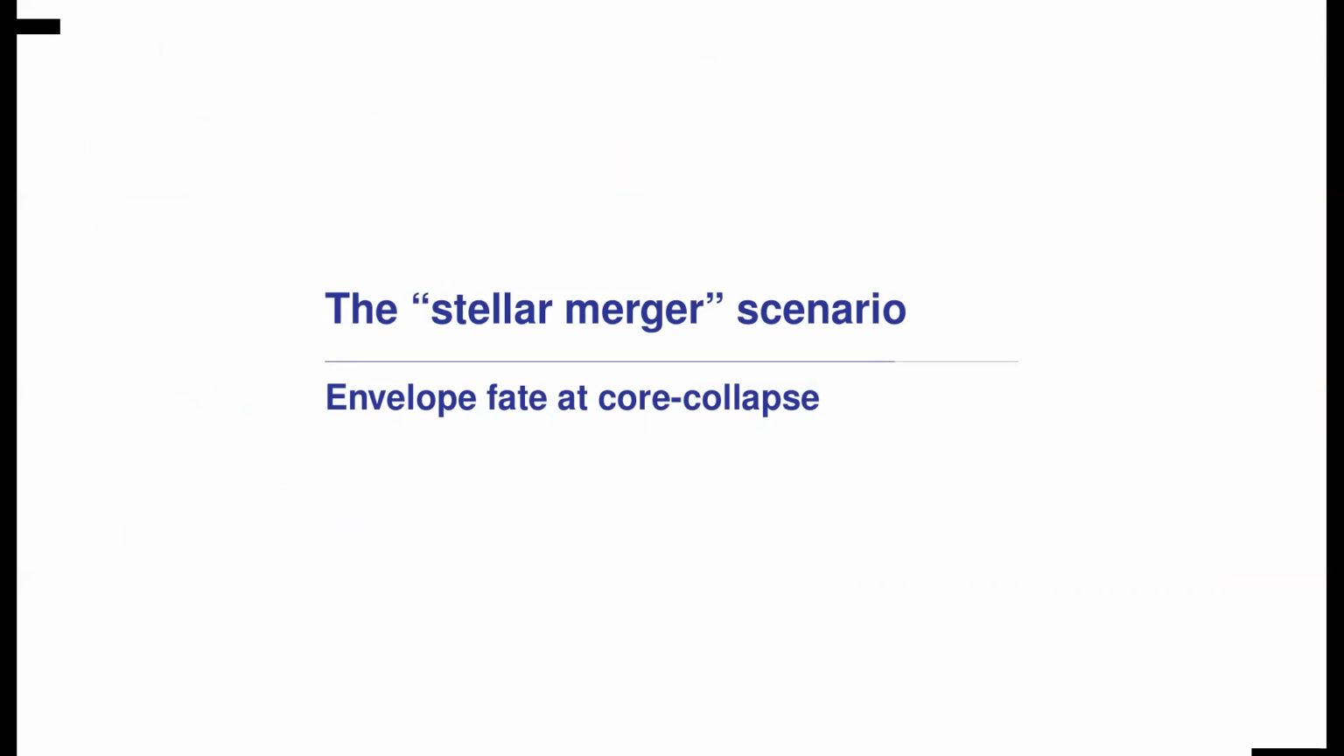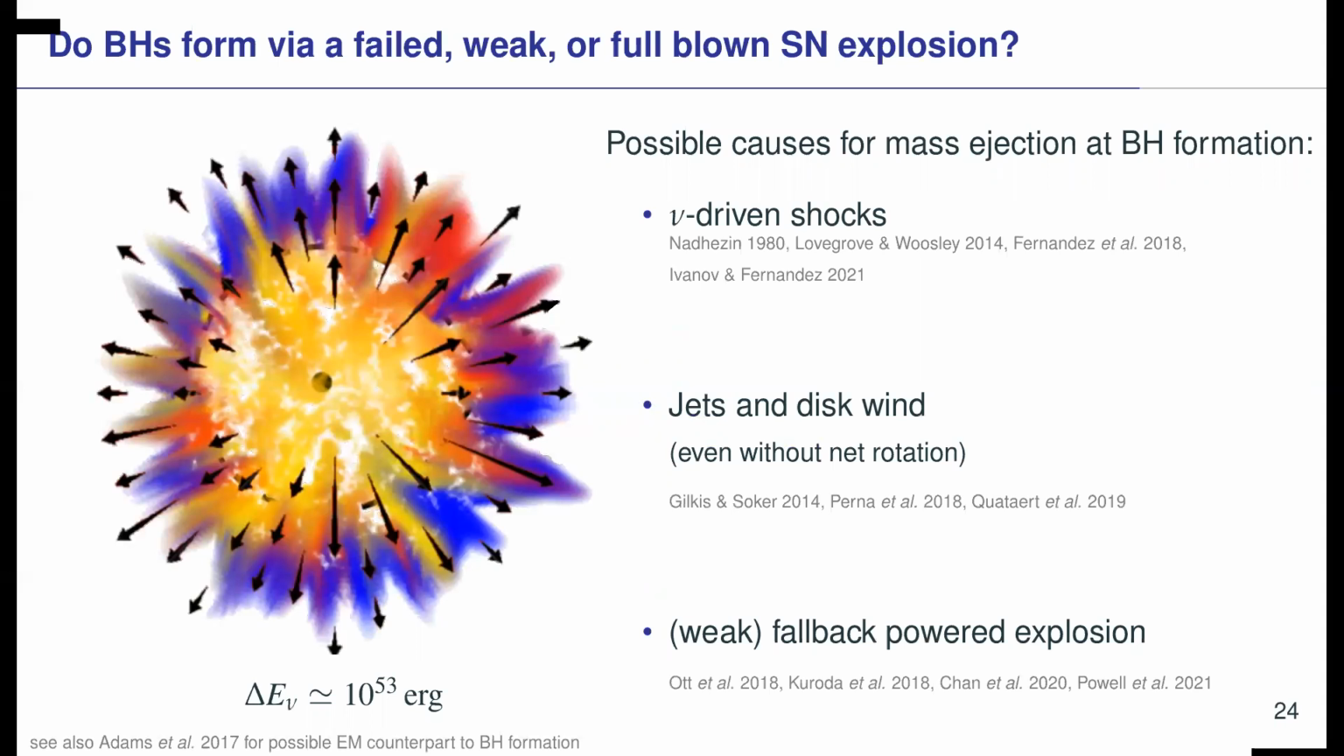Nevertheless, let's follow the scenario for one more step and assume that these mass loss processes that should be expected are not happening or they don't remove much mass. Then the next question is, what is the fate of the envelope at the onset of core collapse? And there are many ways in which a star that forms a black hole at its death can lose mass. The first one is through neutrino-driven explosion, even in the case where you form a black hole.